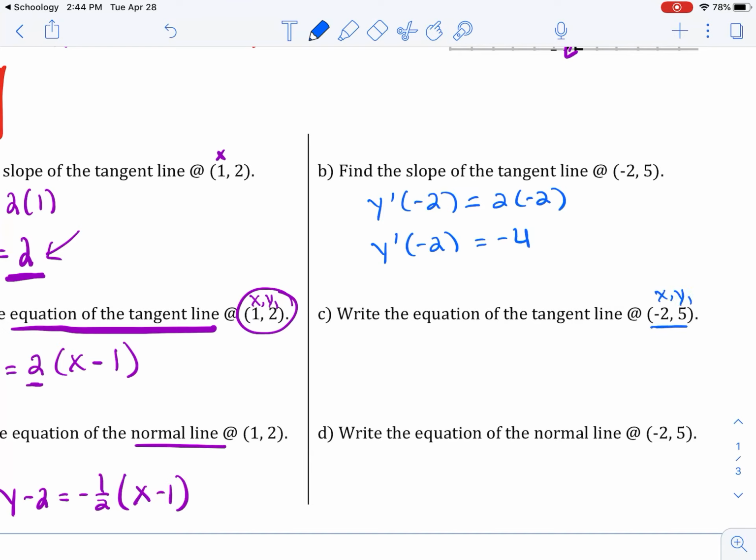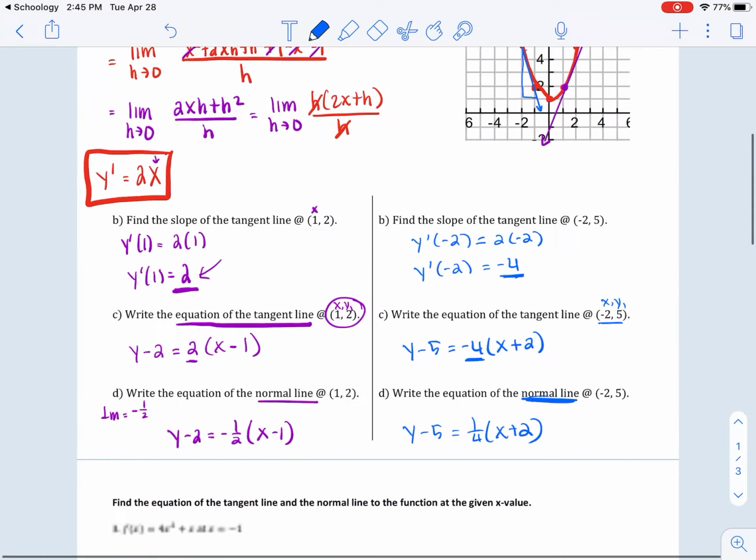Okay, write the equation of the line tangent. So you have your point, x1, y1. You have your slope, which is negative 4. y minus 5 equals negative 4 times x minus a negative 2, so plus 2. Write the equation of the normal line. Remember, normal line's perpendicular, so what's the opposite reciprocal of negative 4? It's 1/4. So y minus 5 equals 1/4 times x plus 2.